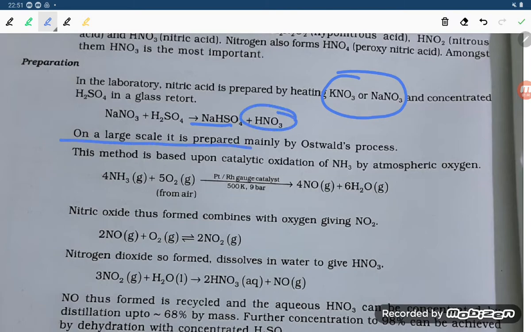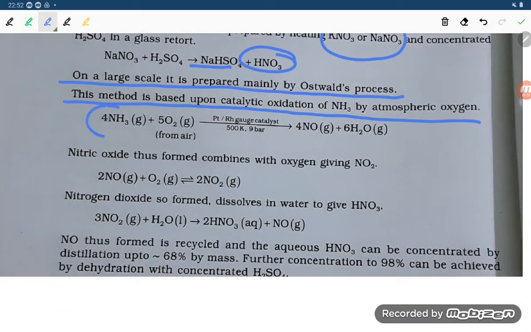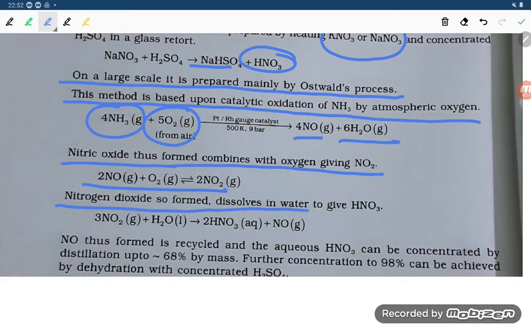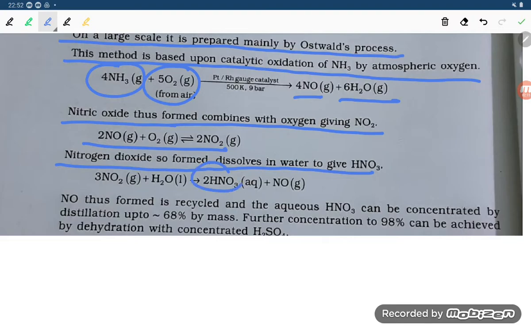On a large scale, it is prepared mainly by the Ostwald process. This method is based upon the catalytic oxidation of NH3 by atmospheric oxygen. Ammonia reacts with atmospheric oxygen in the presence of a catalyst, giving 4NO plus 6H2O. The nitric oxide thus formed combines with oxygen to form nitrogen dioxide. The nitrogen dioxide dissolves in water to give nitric acid: nitrogen dioxide reacts with water to give HNO3 plus NO.